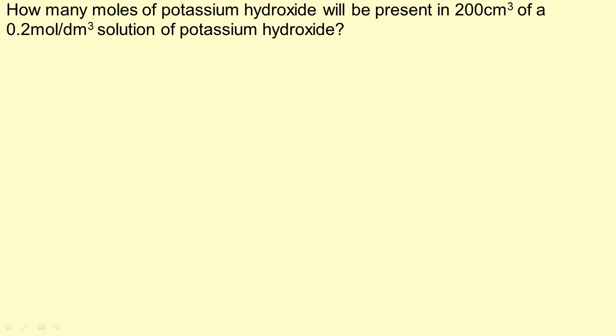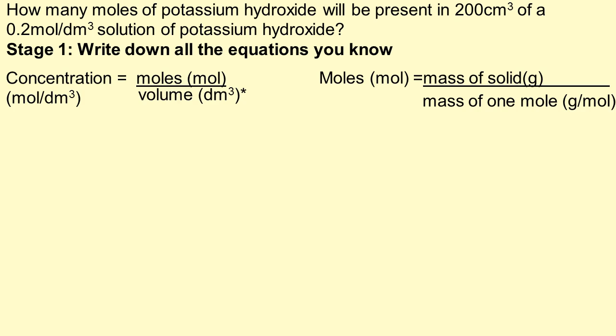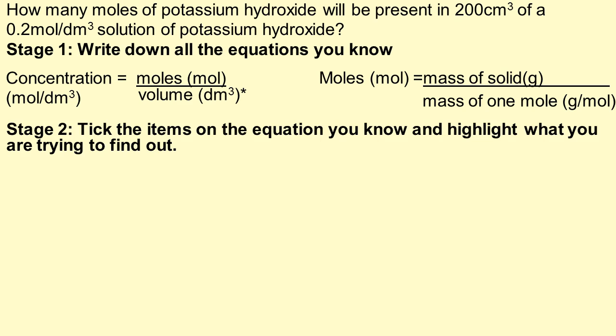Hopefully you've got an idea of what you might be doing. So stage 1 is write down all the equations you know. You should hopefully know that concentration is equal to moles over volume in decimeters cubed, and number of moles is equal to the mass of solid divided by the mass of 1 mole. Stage 2 is we tick everything in the equation which we know and highlight what we don't know.